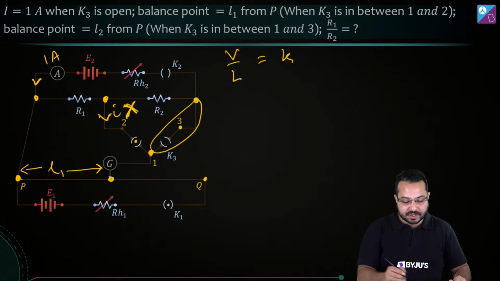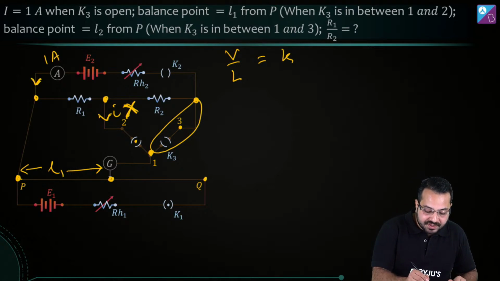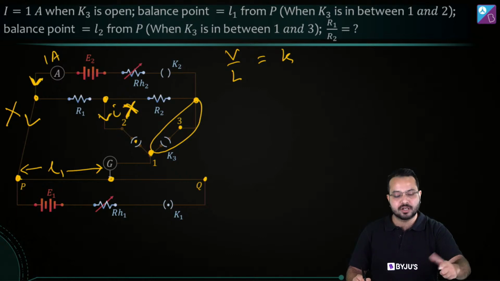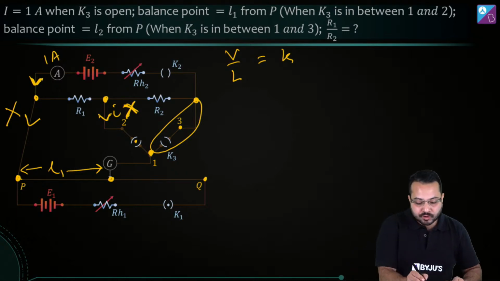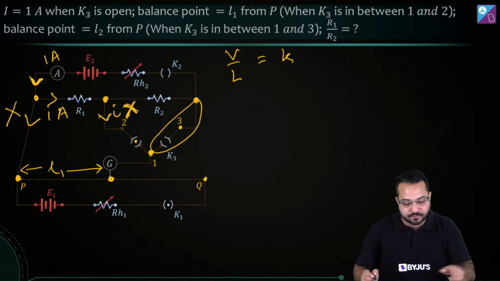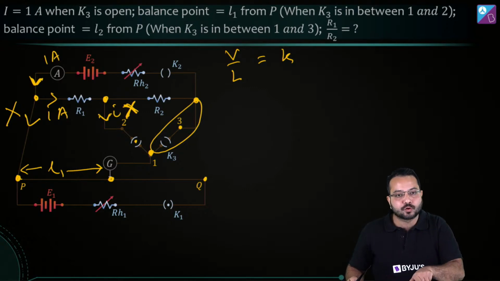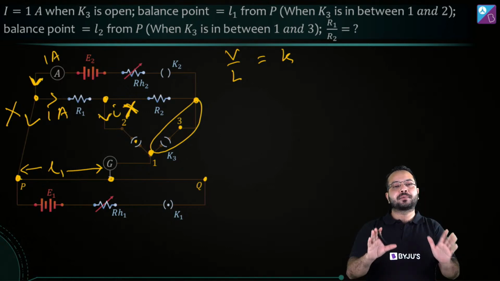Correct? So there is no current over here, and when this 1 ampere current is coming over here, is there going to be any current in this branch? No, there's going to be no current in this branch, because they are at the same potential. So this entire 1 ampere is going to flow through this R1. Is that correct? Are we clear up till this point?